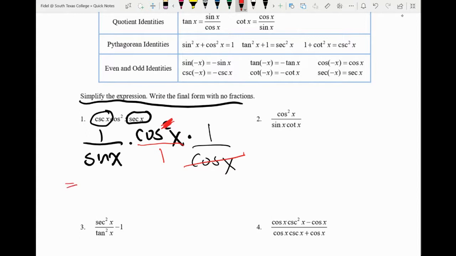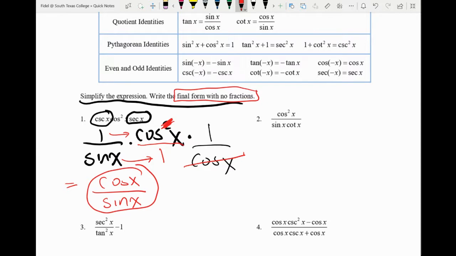So now what I want you to notice, let's go ahead and multiply straight across. What is 1 times cosine x? Cosine x. What is sine of x times 1? Sine of x, okay. So now look, we have a cosine over a sine. And it says write the final form with what? No fractions. I got a fraction. Is there another way for me to write cosine of x over sine of x? It's going to be which one? Cotangent, right? So this here is just the cotangent of x, okay? So this is what we mean by simplifying our expressions. We're going to see if we can rewrite them in different formats, all right?